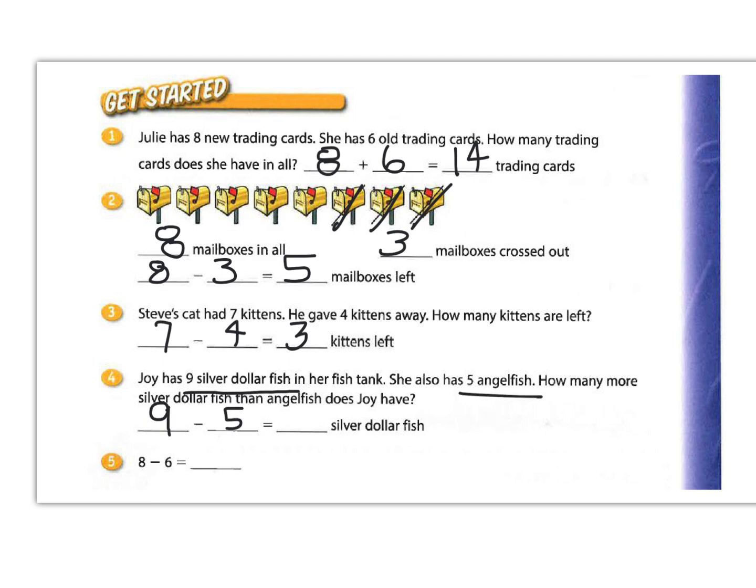Well, we can see right away 9 is bigger than 5, but we need to figure out by how much bigger. So then you would subtract. 9 minus 5 equals 4. So she has 4 more silver dollar fish. That's how many more. All right, last practice one. 8 minus 6 is 2. The difference is 2.